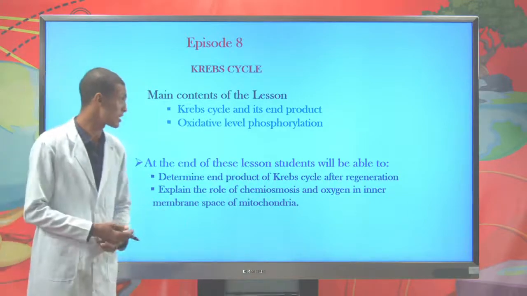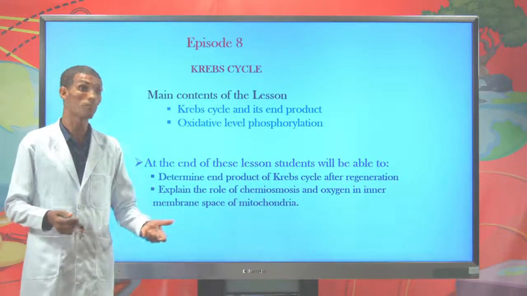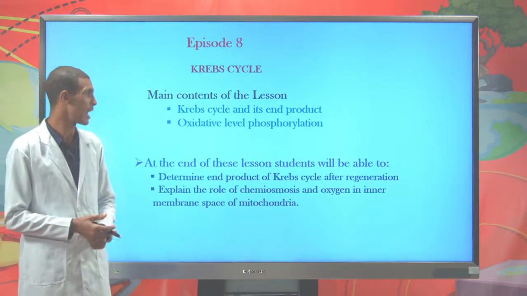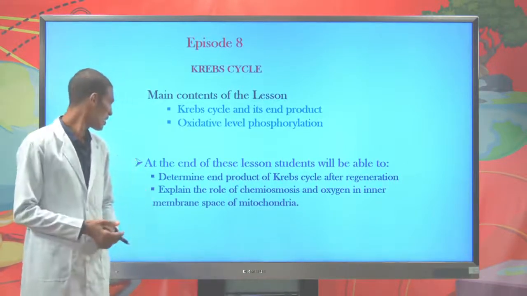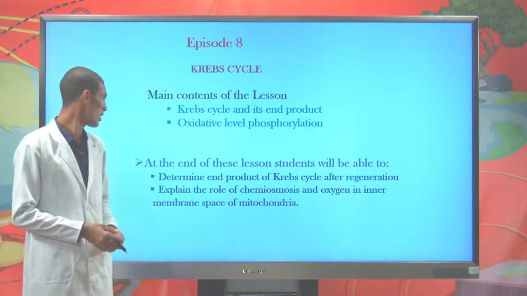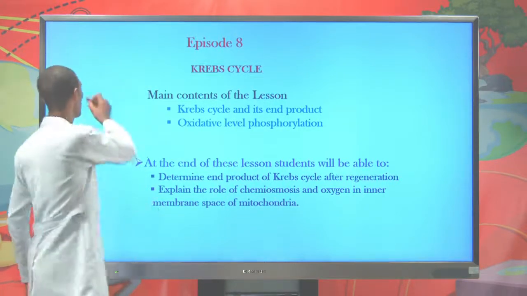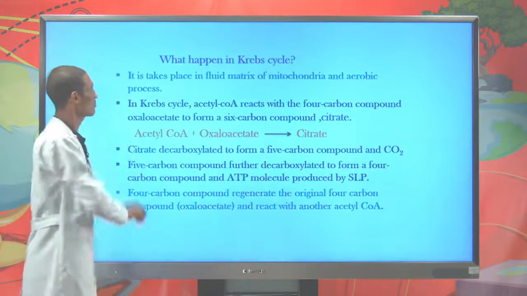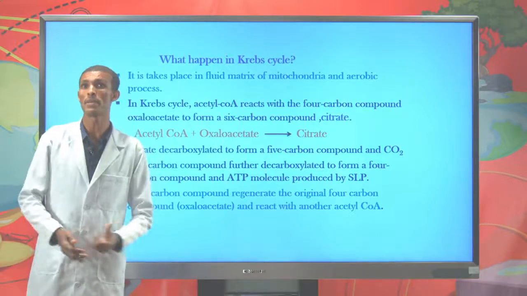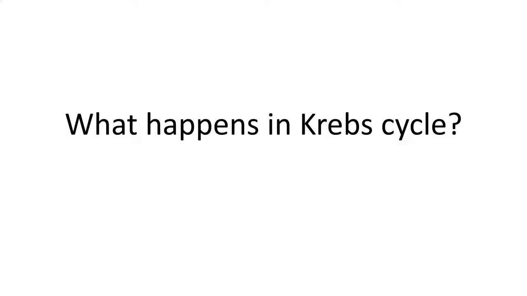At the end of this lesson, student, we will be able to determine the end product of Krebs cycle after its regeneration, and again explain the role of chemiosmosis and the oxygen in the inner membrane space of mitochondria. Student, what do you think may happen in Krebs cycle?